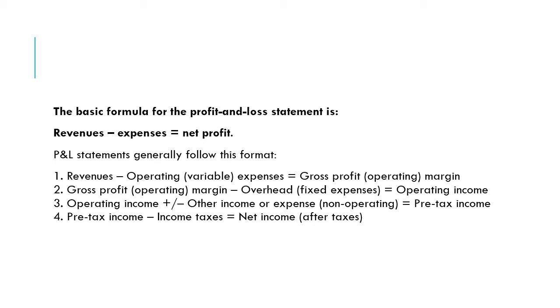P&L statements generally follow this format. First, revenues minus operating, which is variable, expenses equal gross profit, or operating margin. Second, gross profit minus overhead, fixed expenses, equals operating income. Third, operating income plus or minus other income or expenses, that is non-operating, equals the pre-tax income. And fourth, pre-tax income minus income tax equals the net income, which is after tax.